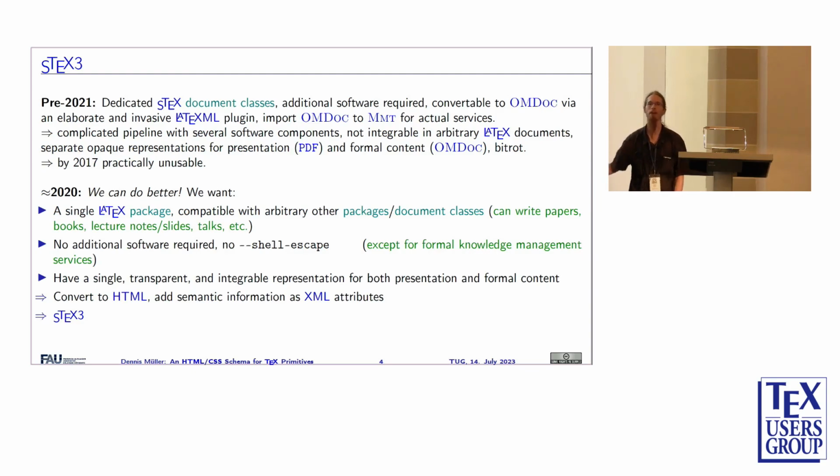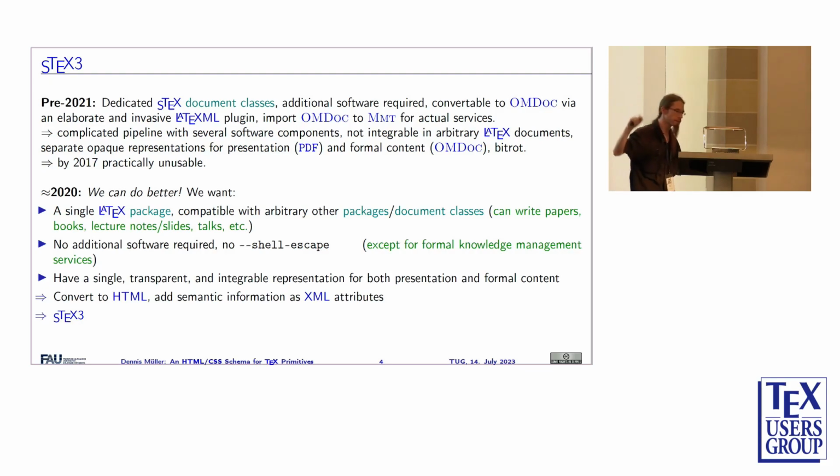And if you write papers, you have to at some point submit your sources, and then if you need shell escape or additional software, that just doesn't work. And of course, instead of producing separately PDF-oriented output for humans and OnDoc-oriented output for machines, why don't we use the same representation format for both? And then the idea was, instead of converting to OnDoc directly, we would just convert to HTML and store all of the semantic information that we're interested in there as annotations on the DOM.